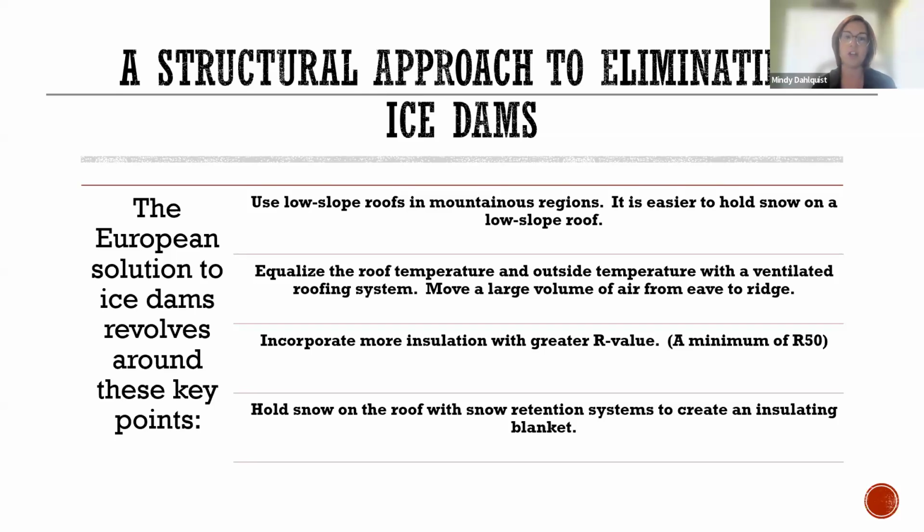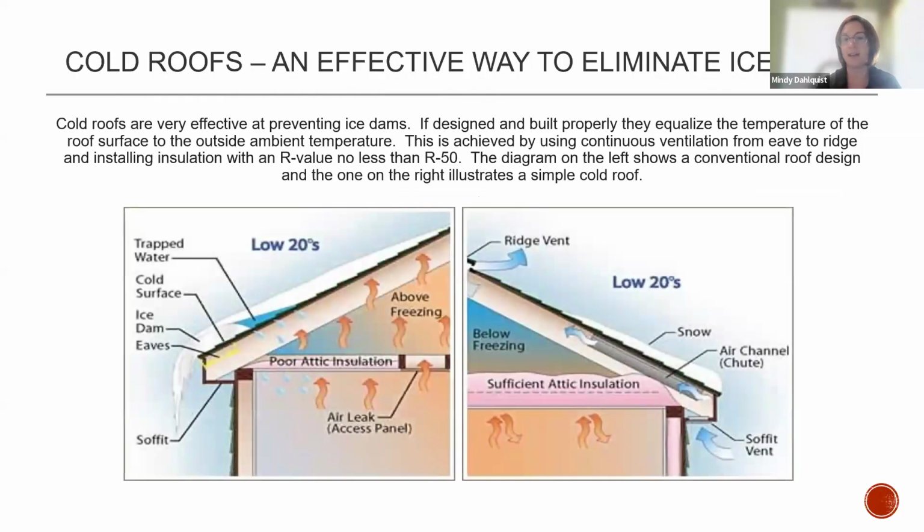So with that, you're moving a large volume in equal amounts of air from eave to ridge to be able to equal your inside attic temperature to your outside ambient temperature. And then you're incorporating more insulation, so a minimum of R50, and hold your snow on the roof with a snow retention system, creating that insulating blanket. So this just shows two graphs of what that looks like.